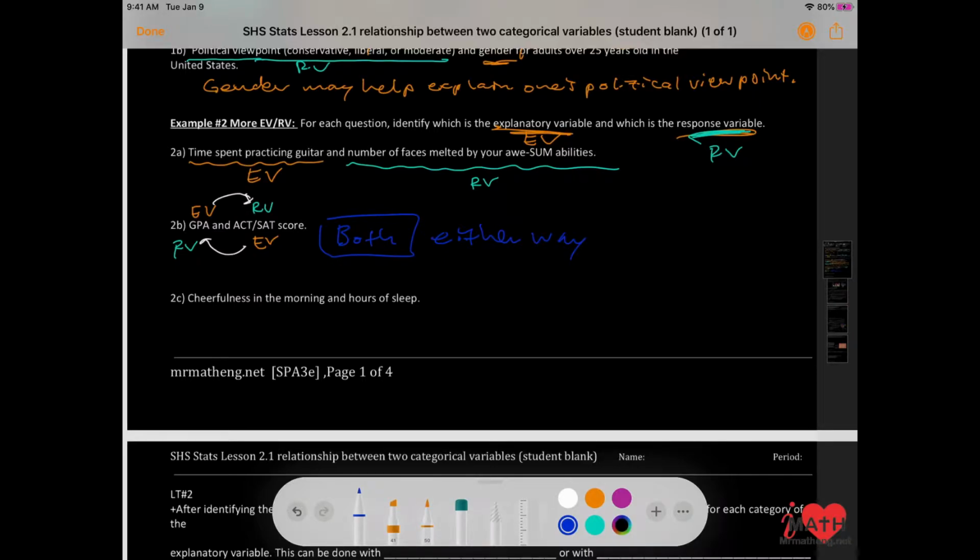And 2C, cheerfulness in the morning and hours of sleep. Well, if you are very joyful in the morning, does that explain how many hours of sleep you got? Well, the explanatory variable: if you get lots of sleep, this explains how cheerful you are in the morning. So that would be my RV, okay? So that's page 1 of our notes. Let's move on to page 2.